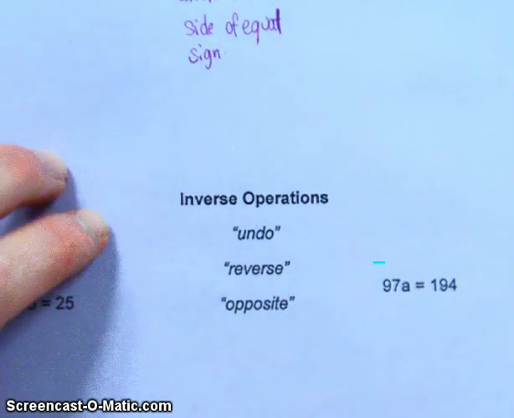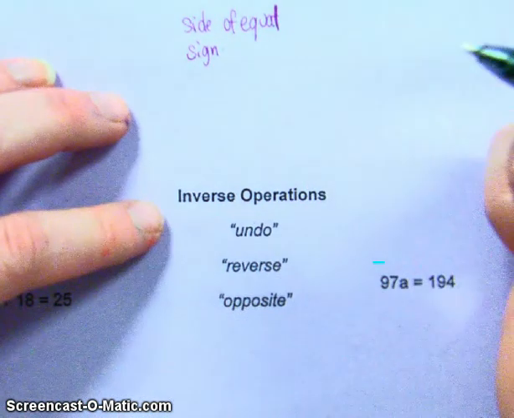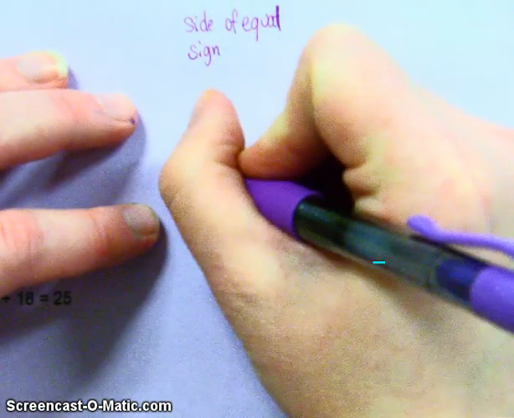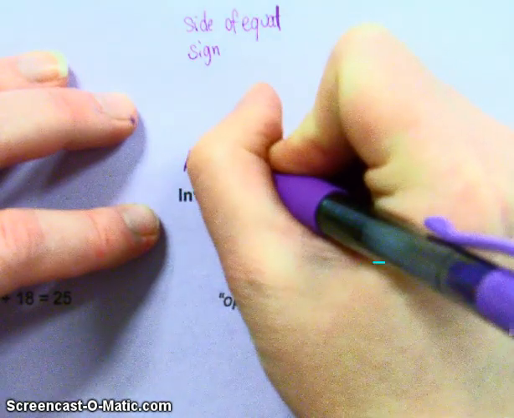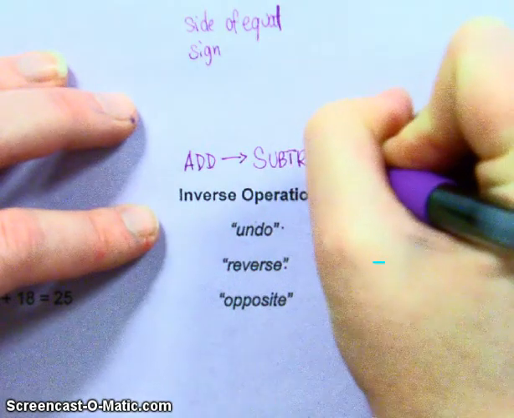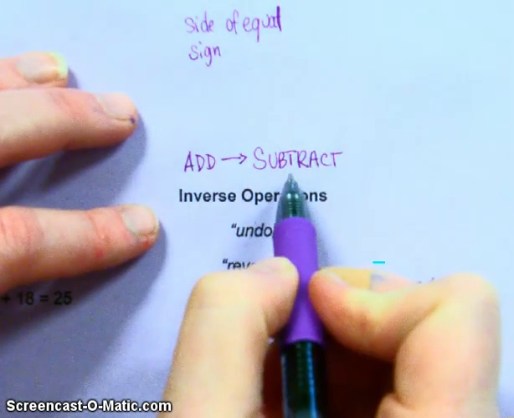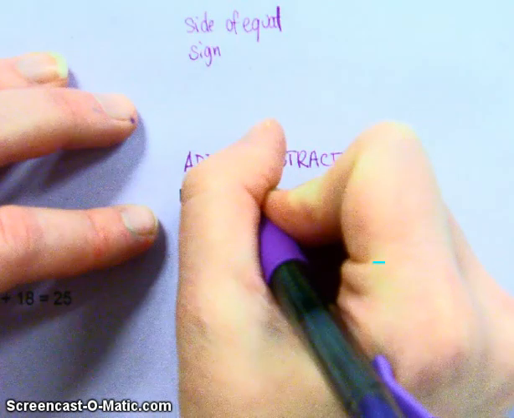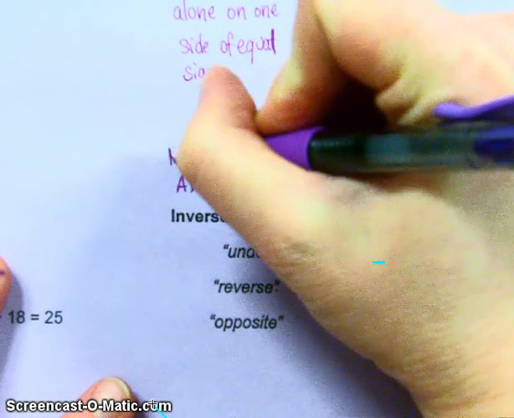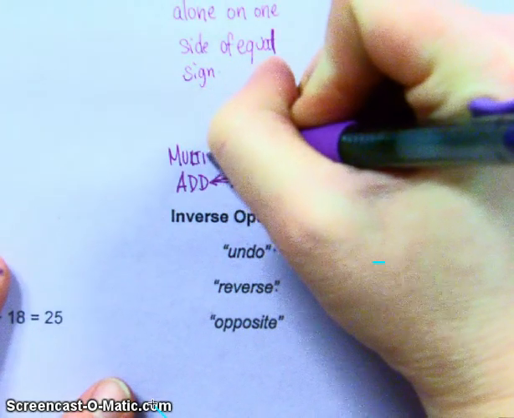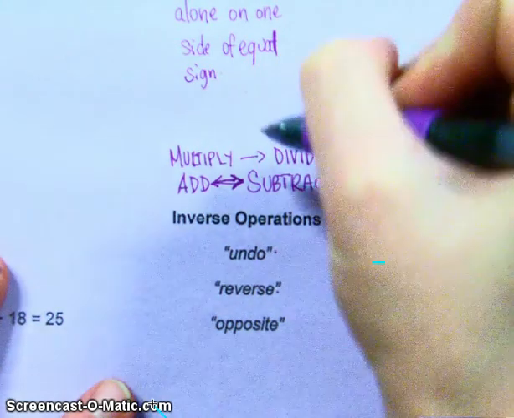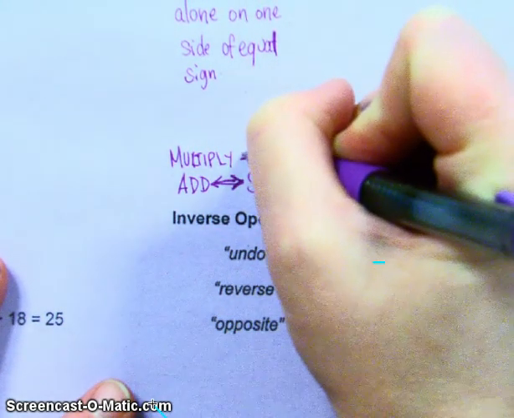Underneath it, something that you need to know about solving one-step equations is the inverse operations. What's the undo, the reverse, the opposite? To undo add, we will subtract. And to undo subtract, we will add. So that goes those two directions. The inverse of multiply is to divide, and the inverse of divide is to multiply.